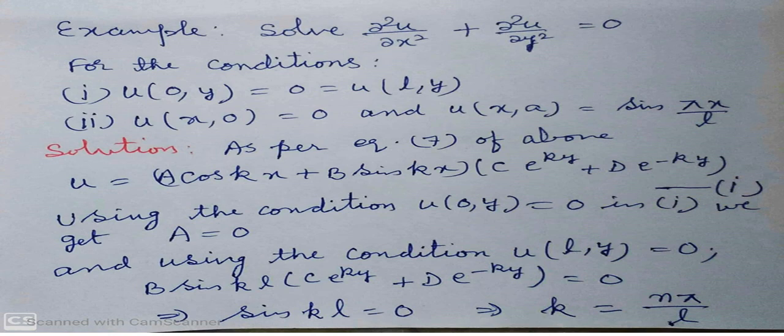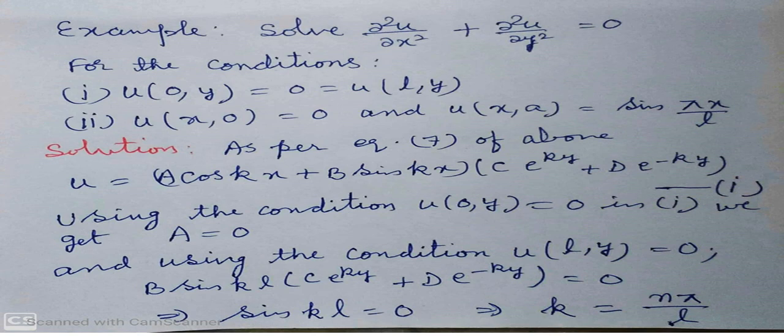And in the first term, when we put x equal to 0, then we get a plus 0. So the complete equation becomes 0 equal to a multiplied by (c e^(ky) + d e^(-ky)), which gives a equal to 0. And similarly, using the condition u(l, y) equal to 0 in the first equation, we get b sin kl into (c e^(ky) + d e^(-ky)) equal to 0.